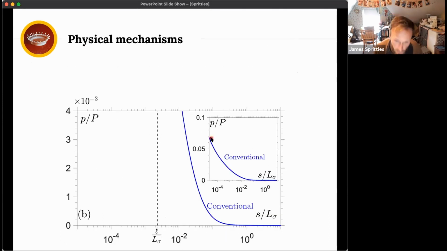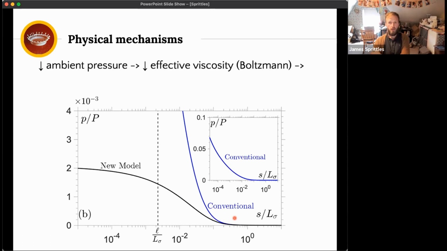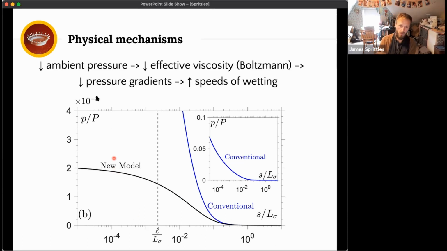So why does this happen? Well, again, it's the idea that for Stokes flow with no slip, it's very hard to remove gas from thin gaps. And with gas kinetic effects, because of this reduced effective viscosity, it's much easier. So with the lower effective viscosity, you build lower pressure gradients, as you can see here, and therefore you can coat faster, or you can go faster.